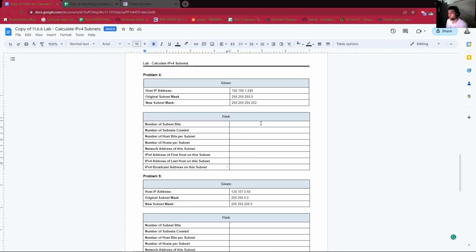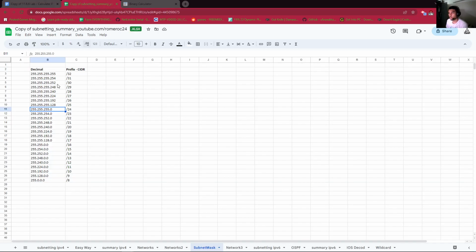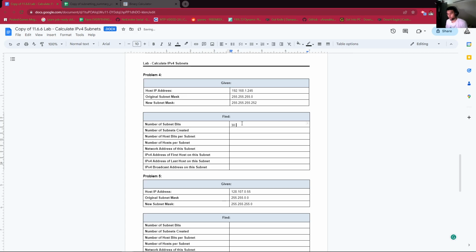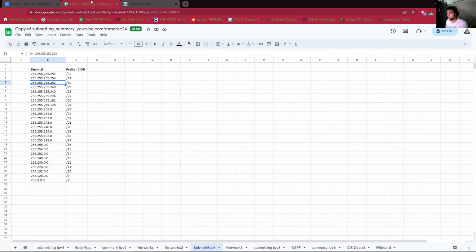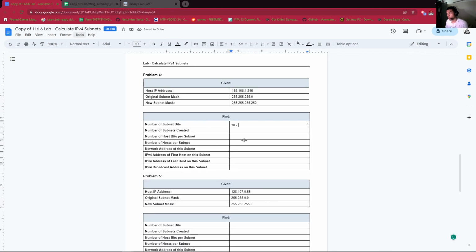Okay, next for problem 4. For the number of subnet bits, we need to find the prefix of the new subnet mask and minus it with the prefix of the original subnet mask. The prefix of the new subnet mask is 30, and 30 minus 24 is equal to 6.